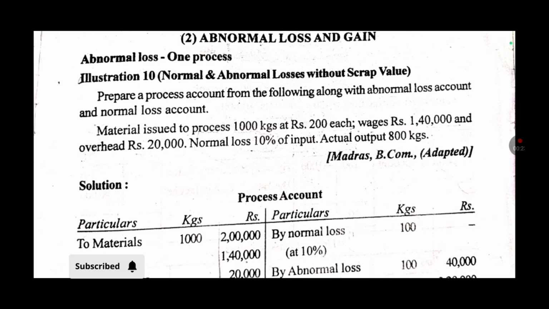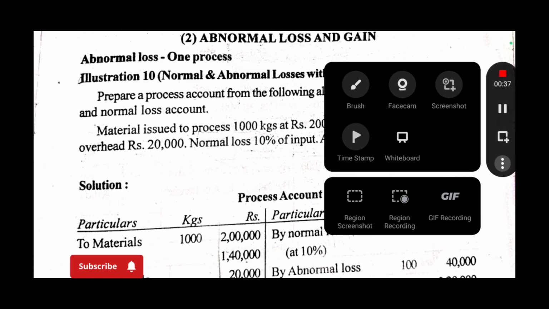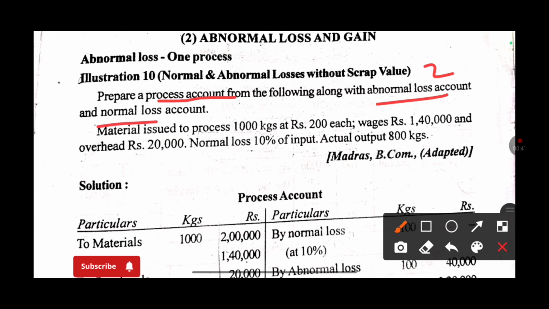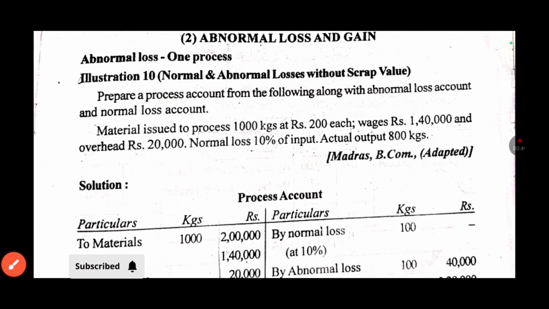Material issued to process 1000 kg at 200 rupees each. Wages rupees 1,40,000 and overhead 20,000 rupees. Normal loss 10% of output. Actual output is 800 kilos. So look at here what they ask from the given data. They ask us to prepare a process account, abnormal loss account and normal loss account. We need to prepare the three accounts from the given information.